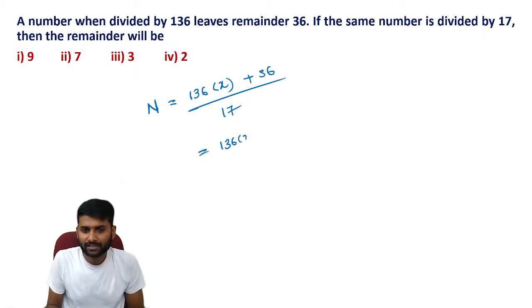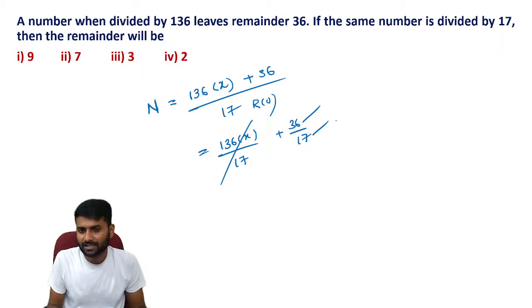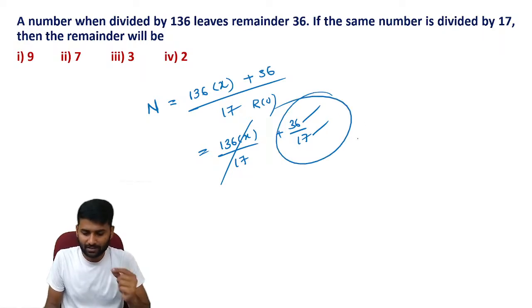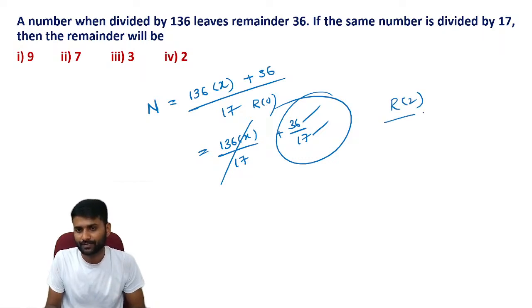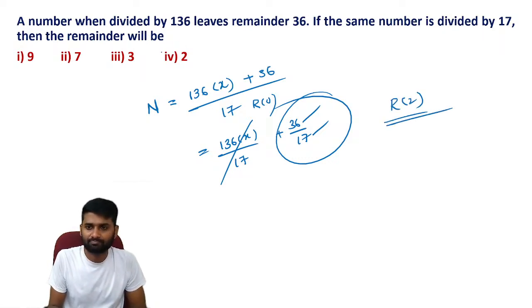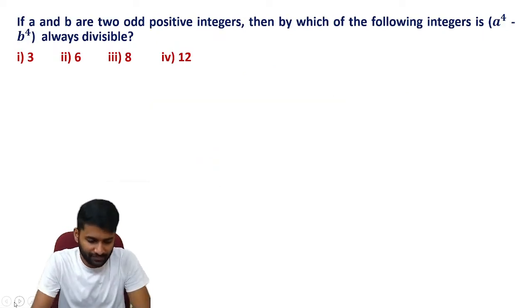Take 136x divided by 17 and 36 divided by 17. You know 136 is in the 17 table: 17 into 8 is exactly 136, so there is no remainder left. If 36 is divided by 17, 17 multiplied by 2 becomes 34, so it leaves remainder 2. If the entire number is divided by 17, it leaves remainder 2. Go through this information.